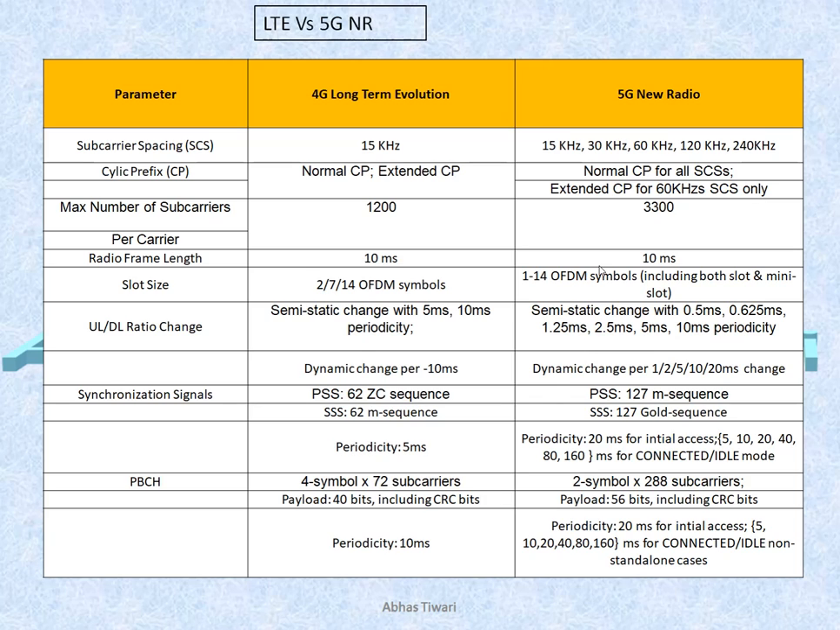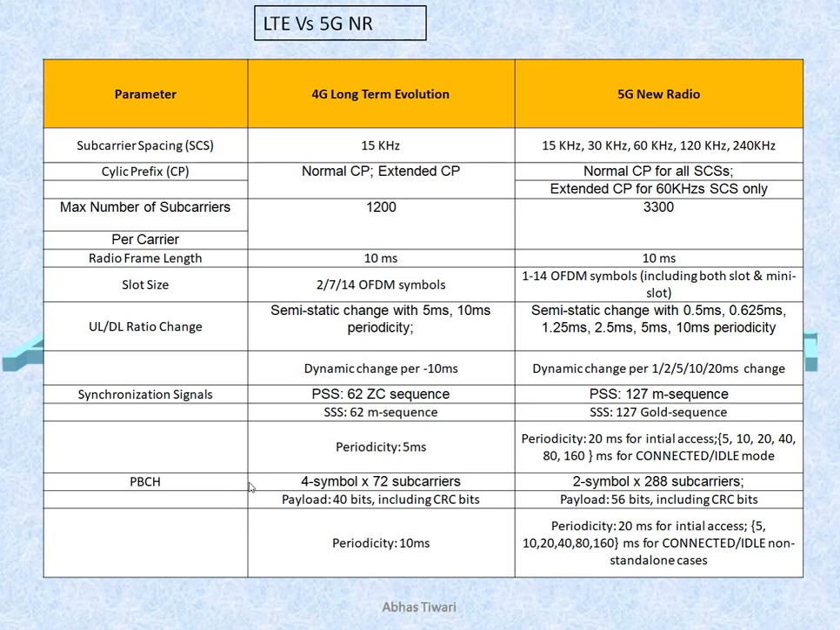The next major change is that we have different kinds of subcarrier spacing in 5G. Earlier we had only one subcarrier spacing, that is 15 kilohertz. Now we have different types of spacings: 15, 30, 60, 120 and 240 kilohertz, depending upon your implementation. Radio frame length is the same, 10 millisecond for both. Apart from this, you can take a screenshot and memorize all these points.